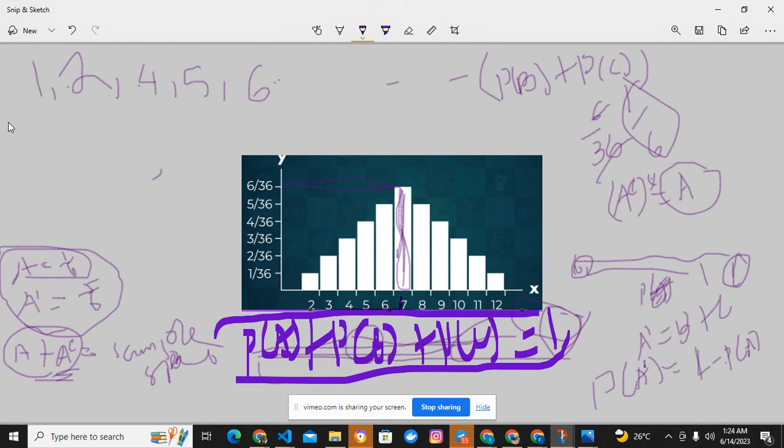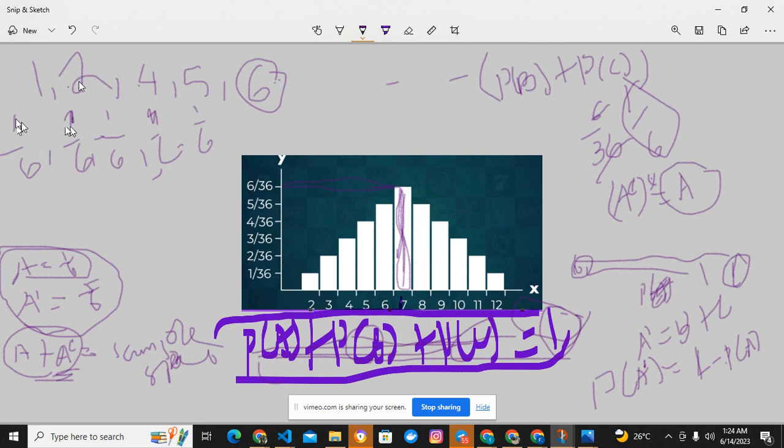The sample space here is six because I'm talking about a single die. So the probability of getting one is what? One over six. The probability of getting two is what? One over six. The probability of getting four is what? One over six. The probability of getting five is what? One over six. And the probability of getting six is what? One over six. And of course, all probability means positive.